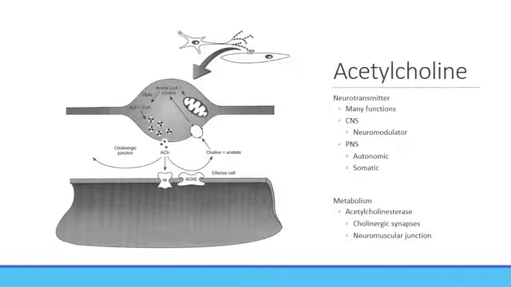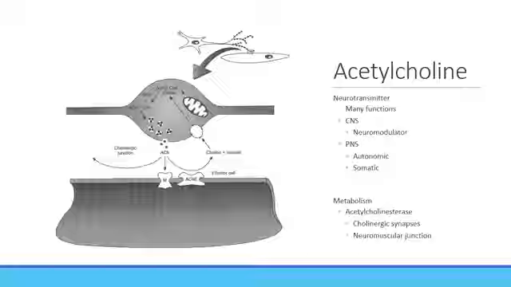And so it's got a wide variety of functions. It functions within the central nervous system as a neuromodulator. Typically, it kind of slows things down a little bit. Within the peripheral nervous system, though, it's got a couple different functions as well. It functions within the autonomic functions as well as somatic functions. So when you tell your arm to move, the neurotransmitter involved at that neuromuscular junction that actually is responsible for muscle movement, or at least one of the steps along the way, is acetylcholine.